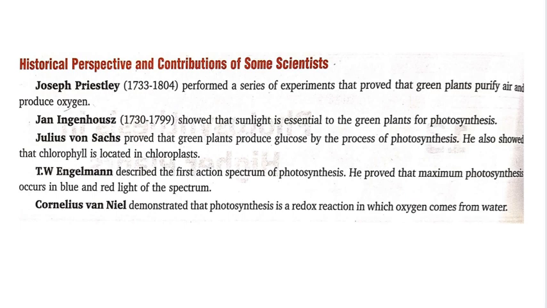Julius von Sachs proved that green plants produce glucose by the process of photosynthesis, and he also showed that chlorophyll is located in chloroplasts. T.W. Engelmann described the first action spectrum of photosynthesis, and he proved that maximum photosynthesis occurs in blue and red light of the spectrum. Cornelius van Niel demonstrated that photosynthesis is a redox reaction in which oxygen comes from water.